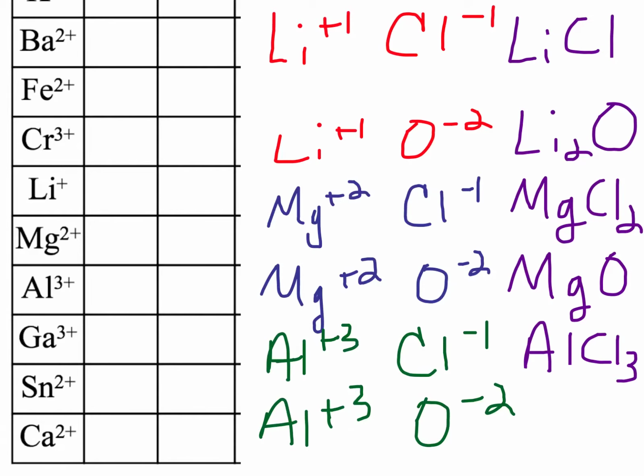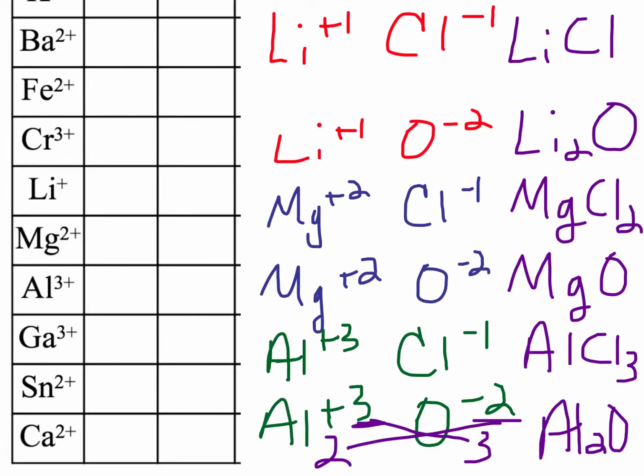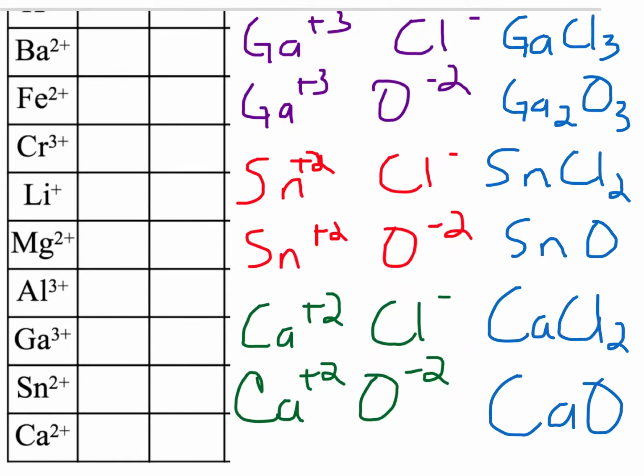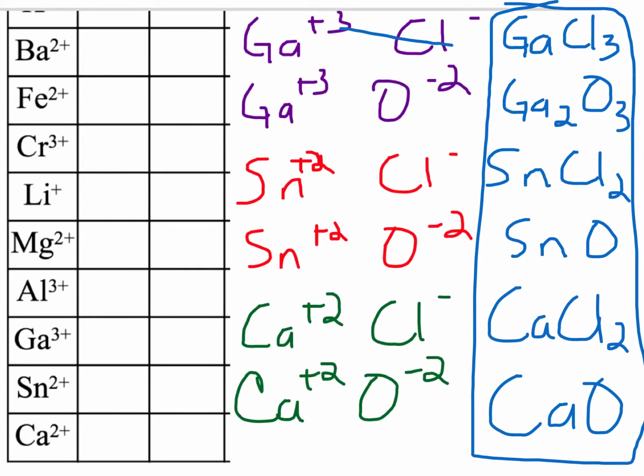Okay, so I've done most of them here. I'm going to do the last one here. 3 carries over, 2 crosses over, Al2O3. There are those answers. Okay, so the next set, the last 3, here they are. Go ahead and pause it and then be ready to pause again to check your answers. Okay, so here are the answers on this side. When we crisscross our charges, this is how we get all of our numbers.